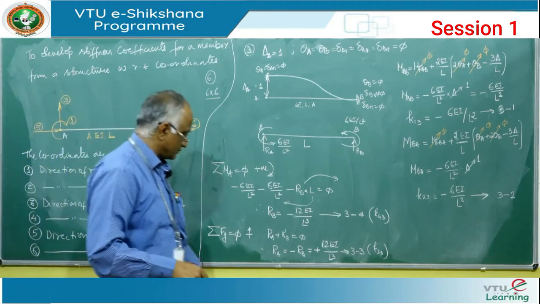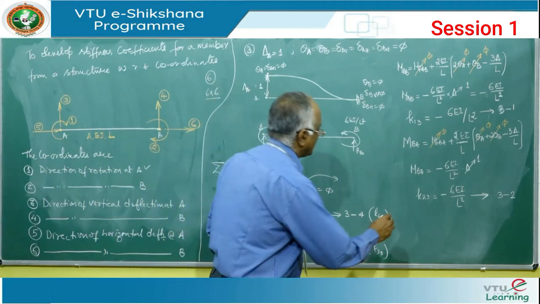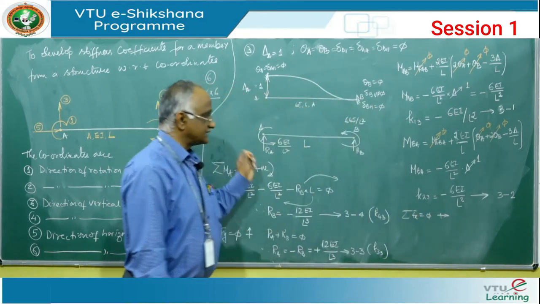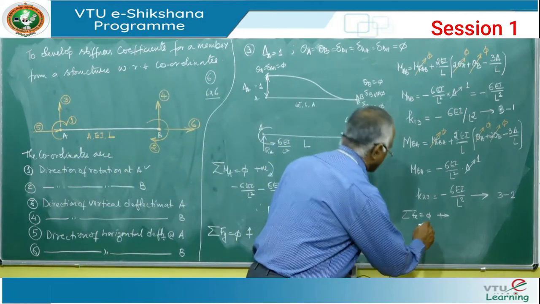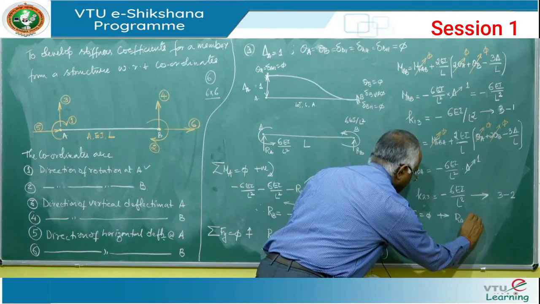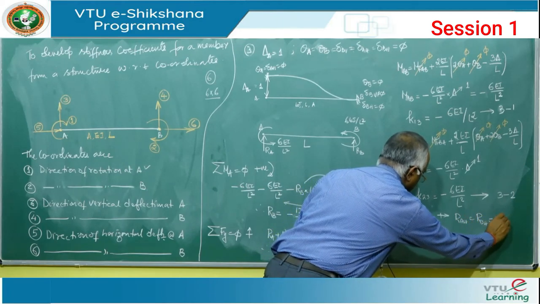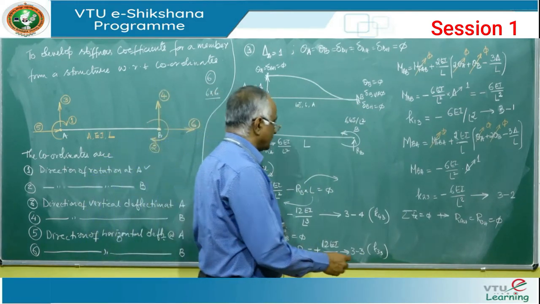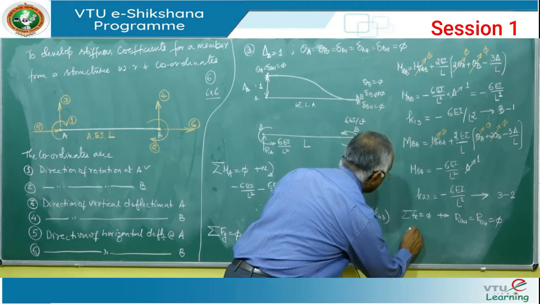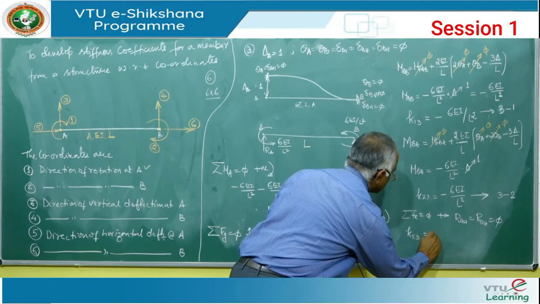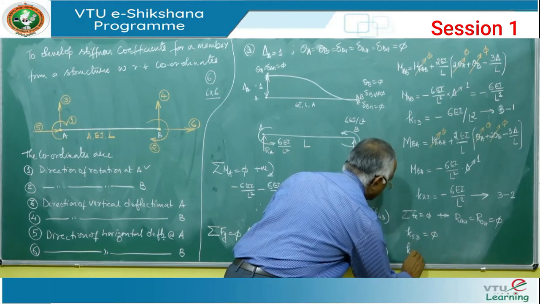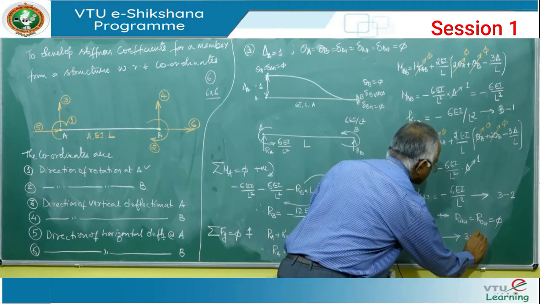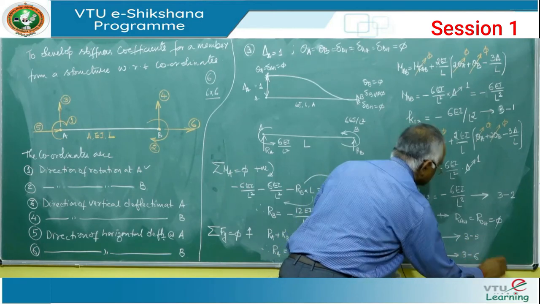So this will be the fourth coefficient of that third column, and sigma Fx equal to 0. Again, there is no horizontal load. Both of them are 0 here. That is RAH and RBH should be equal to 0. Since there is no load, RAH plus RBH should be equal to 0. So both should be 0. They are nothing but equal to your K53 equal to 0 and K63 equal to 0. That will be your equations 3-5 and 3-6.